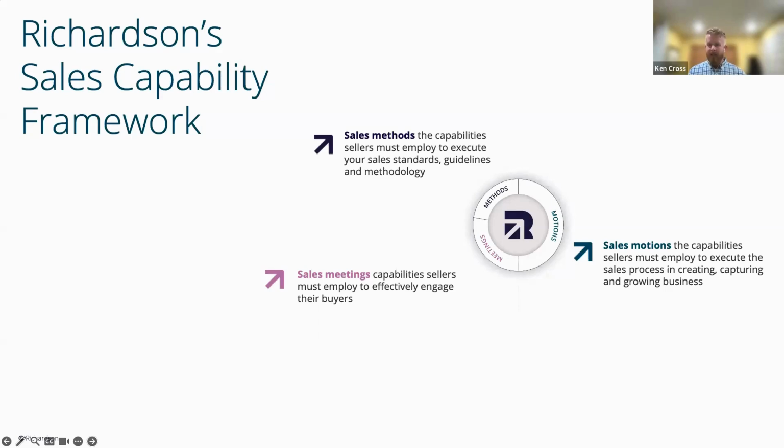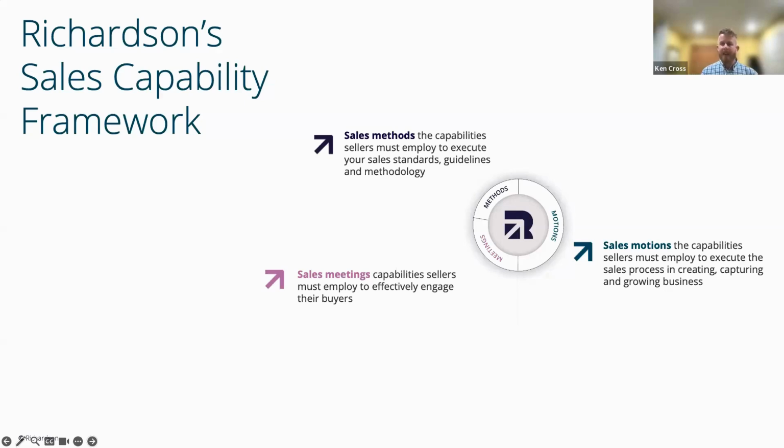Now, this framework is actually supported by a total of 55 behaviors, and it's broken down into three main areas that it's bucketed into. These are things like, for example, the sales methods. The sales methods are the capabilities, really, that sellers must employ to execute sales standards, guidelines, and really executing on the methodology within the organization. And then we have the concept of sales motions. These are the capabilities that sellers employ to execute the sales process in creating, capturing, and growing business as well.